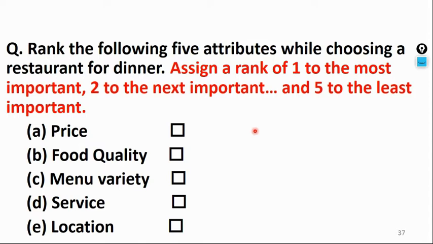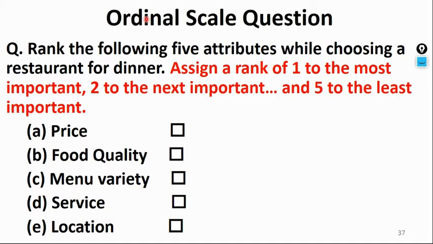Friends, if I ask this question from you, you have to give a rank to each variable from 1 to 5. Which attribute is most important to you, give rank 1, and which is least important to you, give rank 5. Such types of questions are called ordinal scale questions.